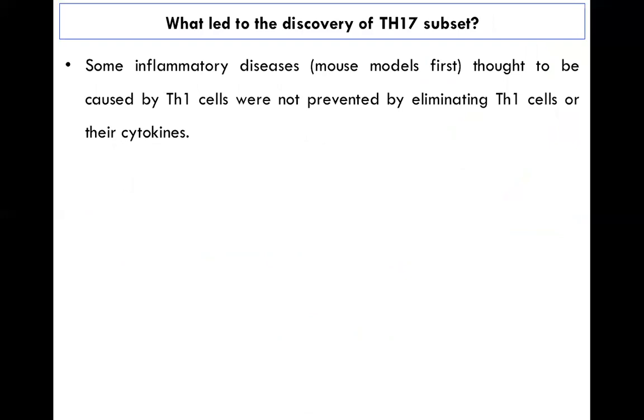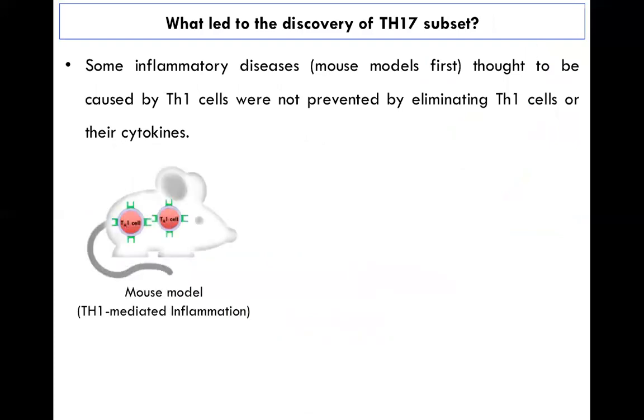Let's try to understand the discovery of TH17 subsets. Some inflammatory diseases thought to be caused by TH1 cells were not prevented by eliminating the TH1 cells or their cytokines. As you can see in the example here, suppose this is a mouse model, and we know that it can induce a certain kind of inflammatory disease. But who is responsible for this disease? That is TH1, so we call it TH1 mediated inflammation. And if we want, this inflammation should not be caused.